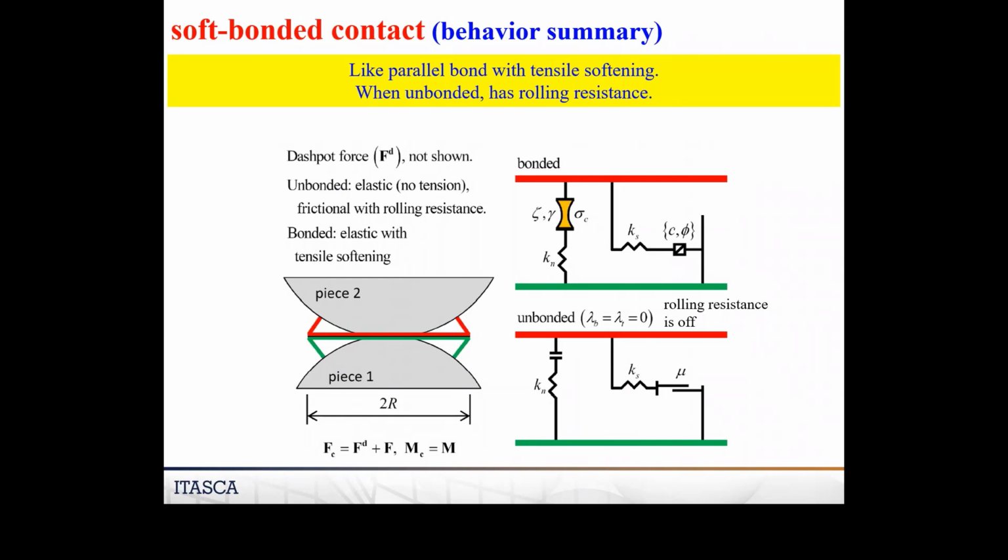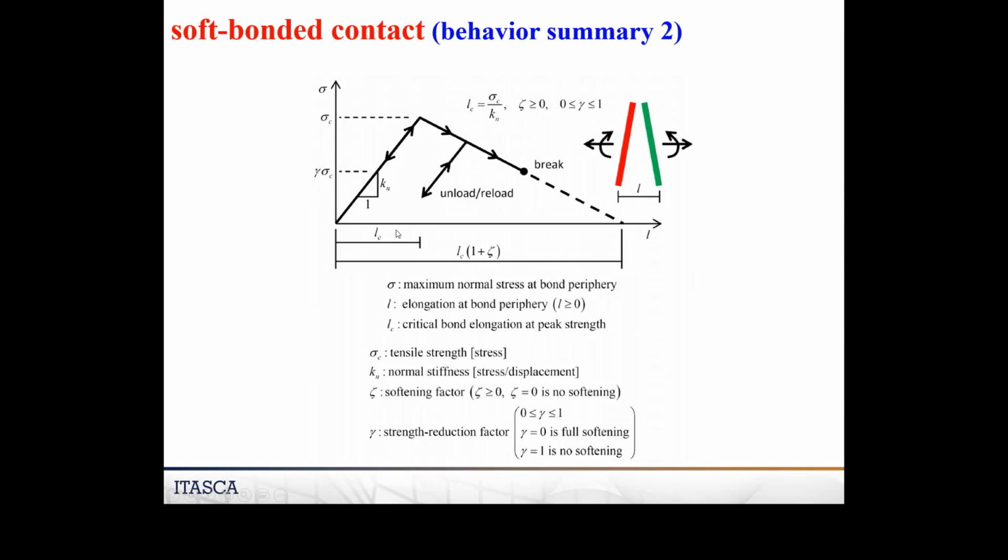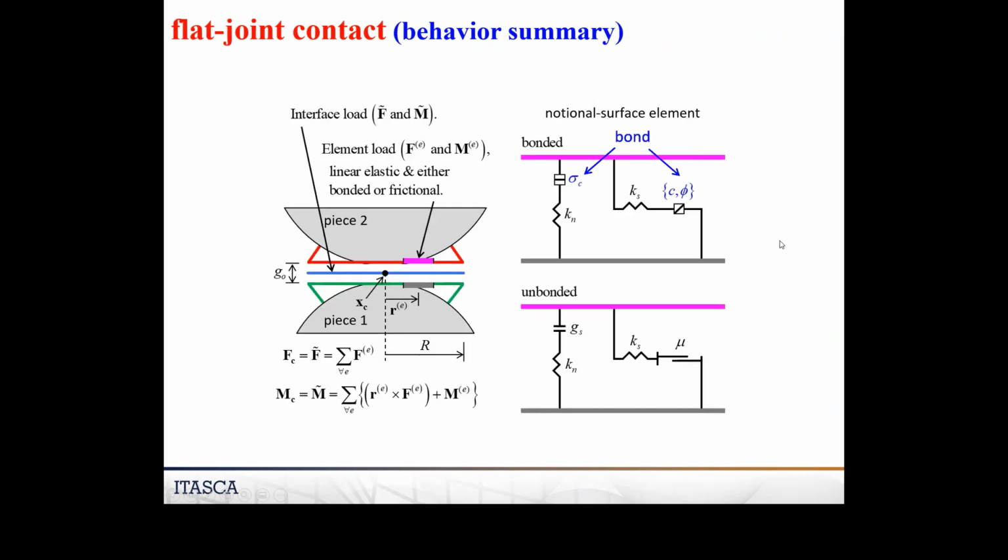We also have what we call a soft bonded contact. This is the parallel bond, but it also has tensile softening. And when it's unbonded, it has rolling resistance. Here's just showing the tensile softening. This is a tensile stress being carried in the outer fiber of the bond, and this is elongation in that outer fiber, and it loads up. Instead of just breaking brittly, we can control the slope of the unloading here. So this model is not as simple. You don't just get a breakage where suddenly everything goes to zero. You're getting a softening response.